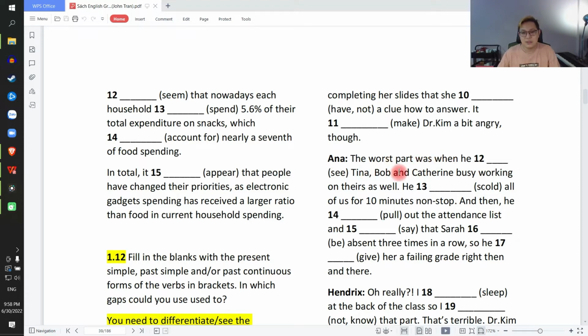The worst part, cái điều tệ nhất là khi mà thầy nhìn thấy Tina, Bob và Catherine cũng đang bận xử lý những cái bài của họ nữa.